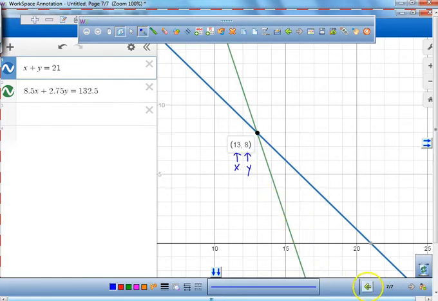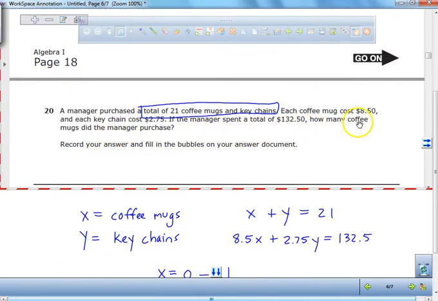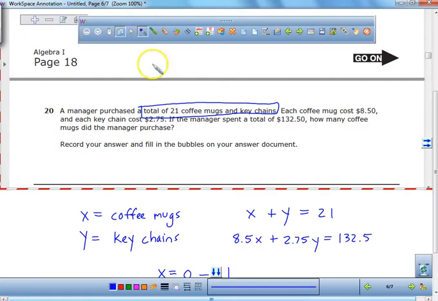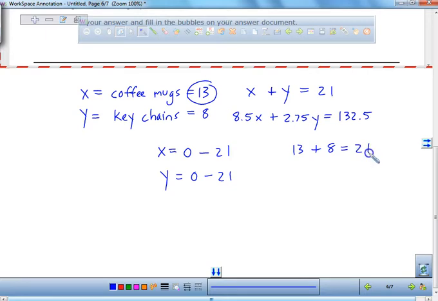What are we solving for? We're solving for how many coffee mugs, which is solving for X. That's a 13. That's an 8. What's our answer? 13. Now, what you were telling me earlier was that if I use a 13, then the other number would have to be an 8, right? So watch, if you did 8.5 times 13 plus 2.75 times 8, what would that give us? A total of 132.5. So that's how you could check it.